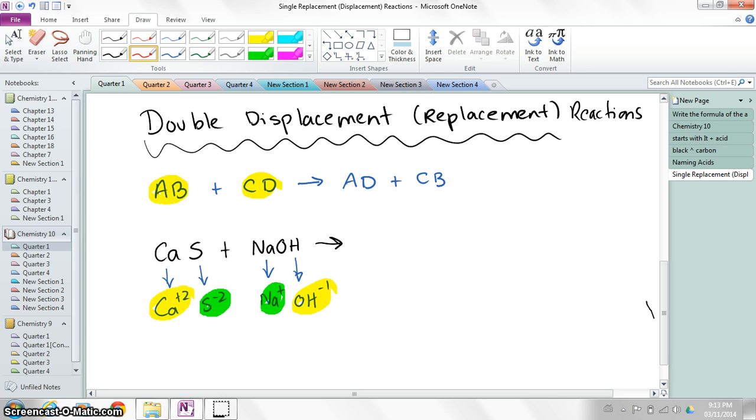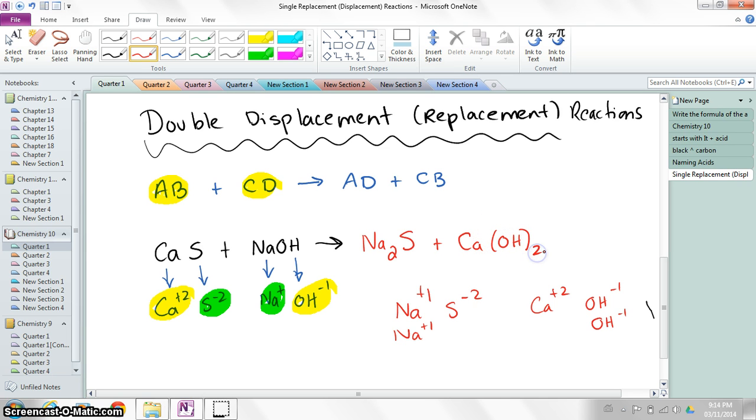So let's do the sodium ion first. How do we put it together? We have sodium's +1 and sulfur's -2, so we're going to need two sodium ions to balance out the sulfide ion's charge. So we will get a compound Na2S. What are we left with now? We're left with calcium ion and hydroxide ion. The charges don't balance out. We need two hydroxide ions to balance out the charges. So if we do that, we'll get calcium hydroxide. Now it's not balanced yet, so we're going to do that.